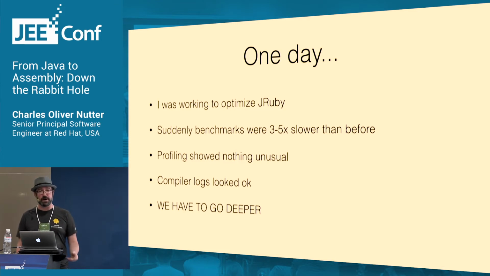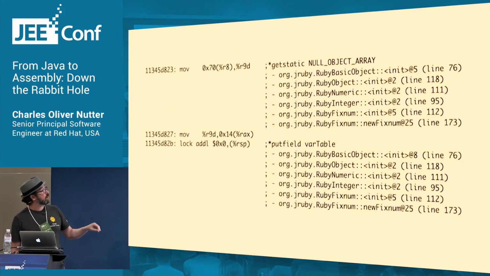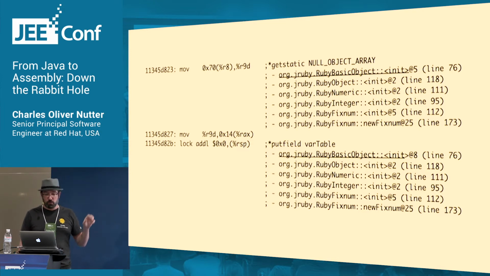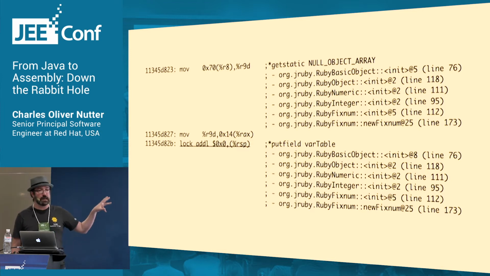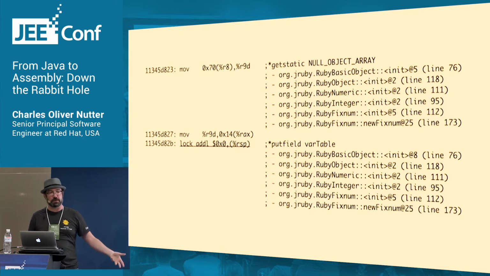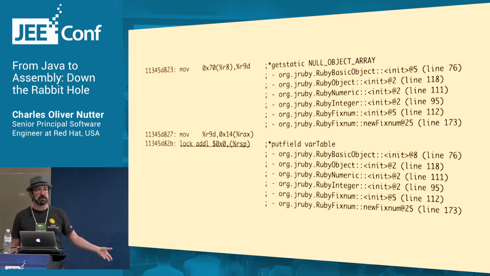And this was the first real case in JRuby where I had to get down to assembly code to find the problem. And what I saw was this code. So here, our Ruby basic object, this is the top of our object hierarchy in Ruby. This is our Ruby basic object constructor. And what I noticed here is, why would we be doing a lock? This isn't a synchronized constructor. I'm not doing anything like that. I'm not doing any volatile writes inside my constructor. Why am I getting the overhead of this locking instruction?